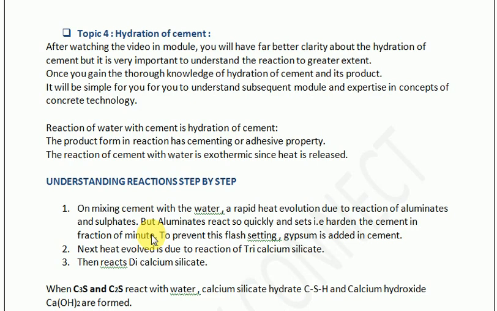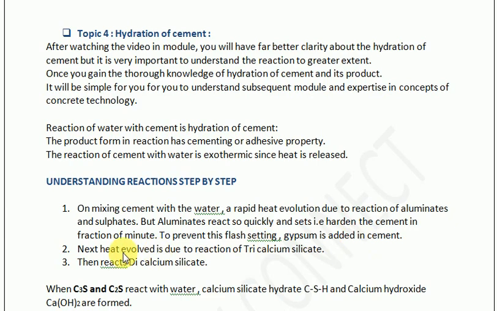Now what is that chemical? To prevent this flash setting, gypsum is added to the cement. When gypsum is added to the cement, it prevents the initial reaction of aluminate. So this immediate reaction of aluminates is prevented by this chemical, which is gypsum. Already in the manufacturing process we came to a point where we know that gypsum is added, and now we understand why it is added.